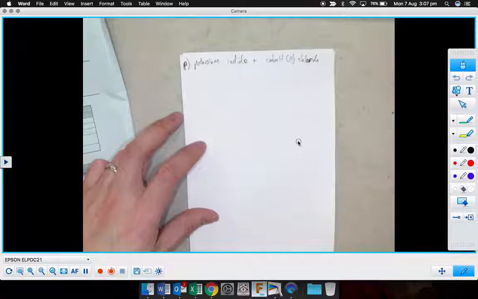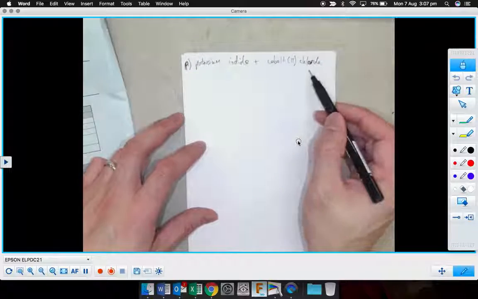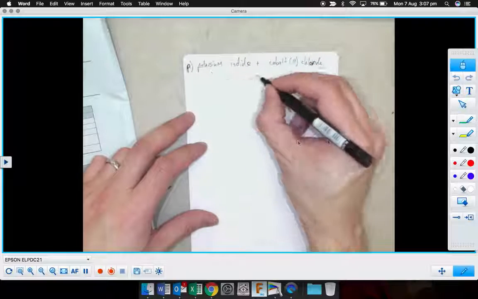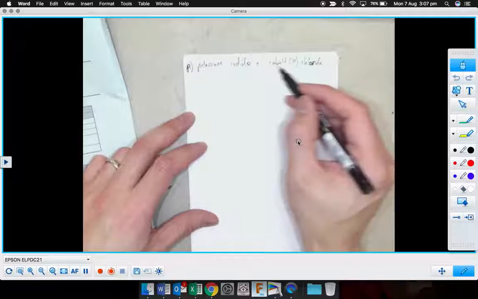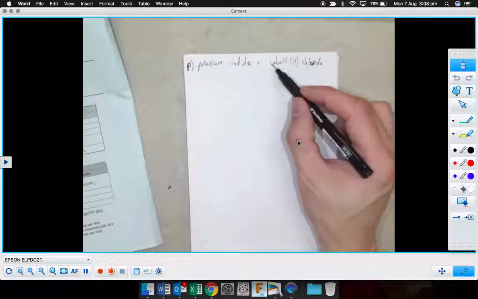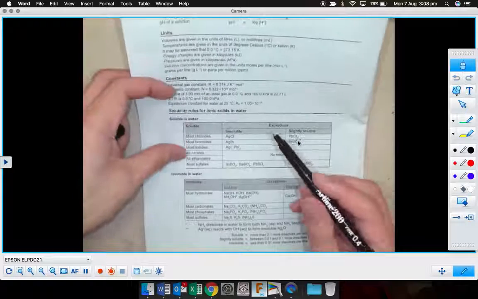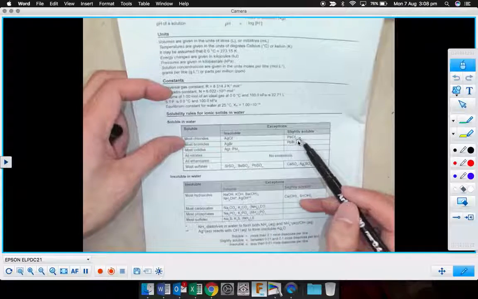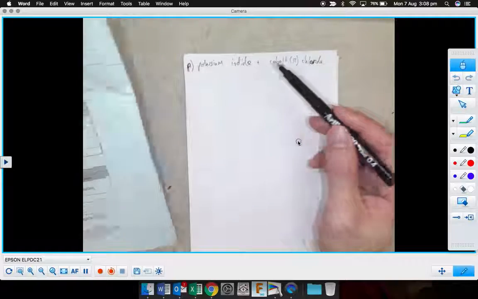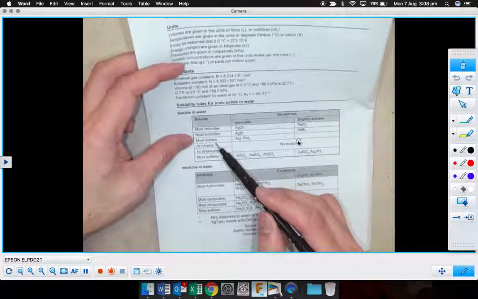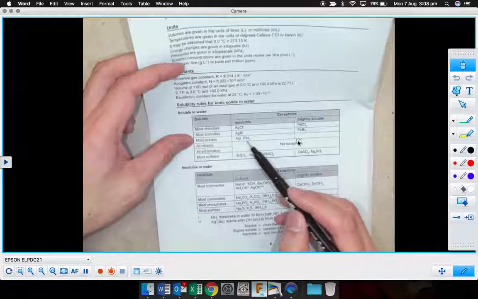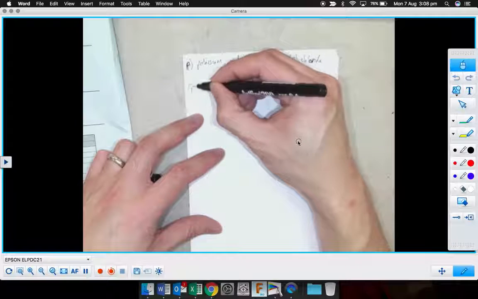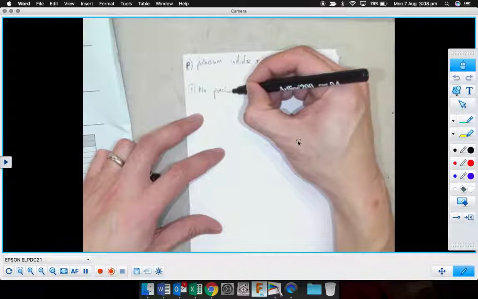Let's look at one more. Potassium iodide and cobalt(II) chloride. So we can match potassium and chloride together, and cobalt iodide. Potassium chloride: most chlorides are soluble, potassium is not one of the exceptions. And cobalt iodide: most iodides are soluble, except for these two, which cobalt is not. So therefore, again, no precipitate formed. Well, that was a bit boring.